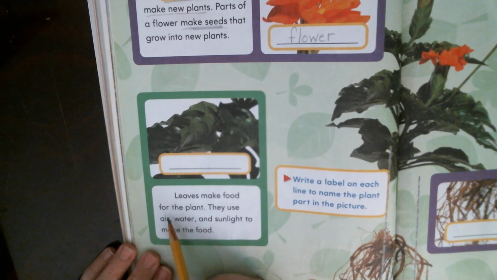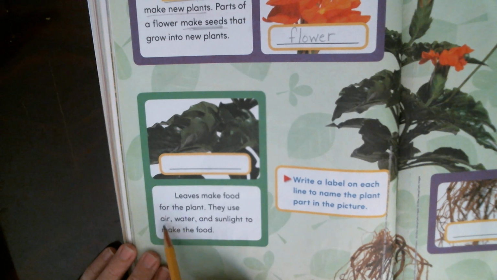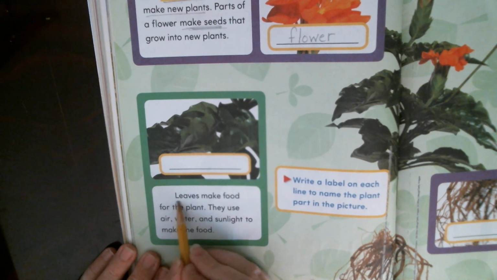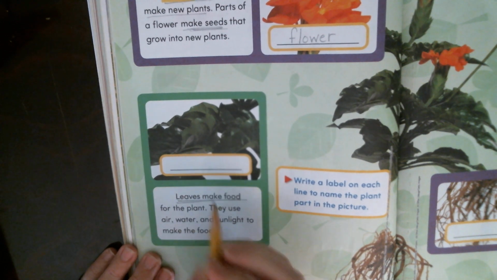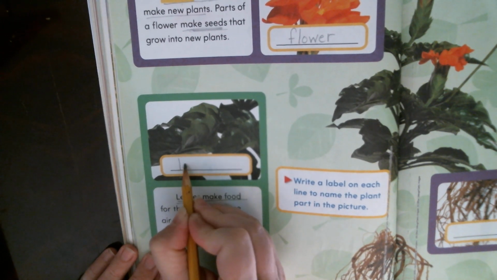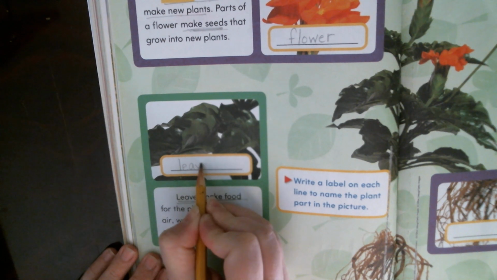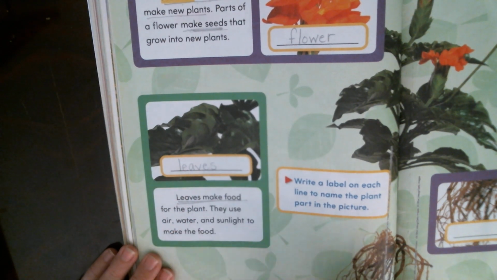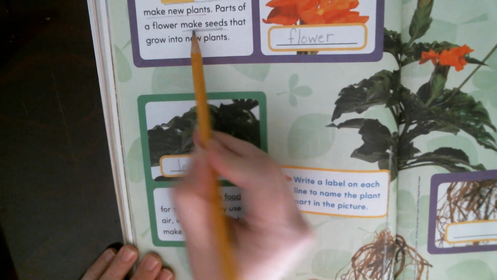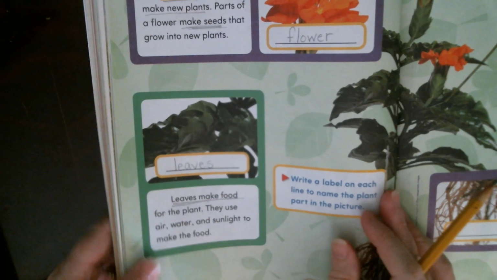Leaves make food for the plant. They use air, water, and sunlight to make the food. So leaves make food. That's their job. These are leaves. The flower makes the seeds. The leaves make the food.